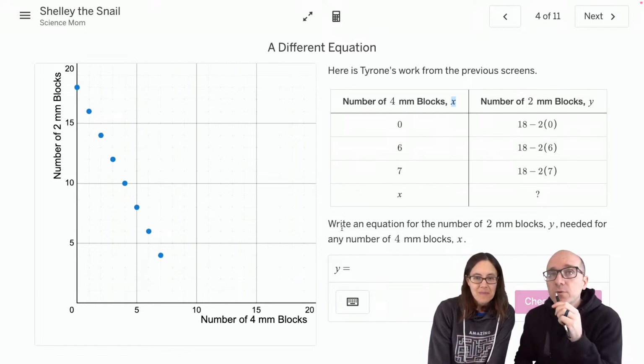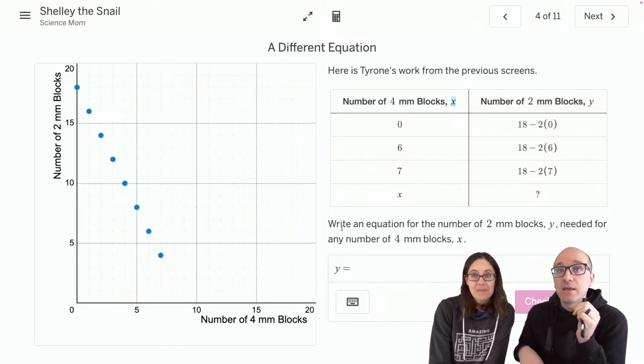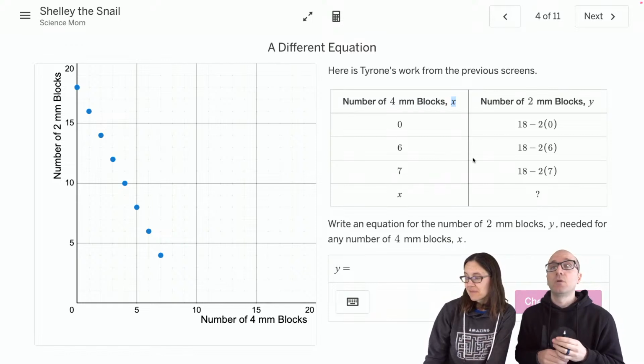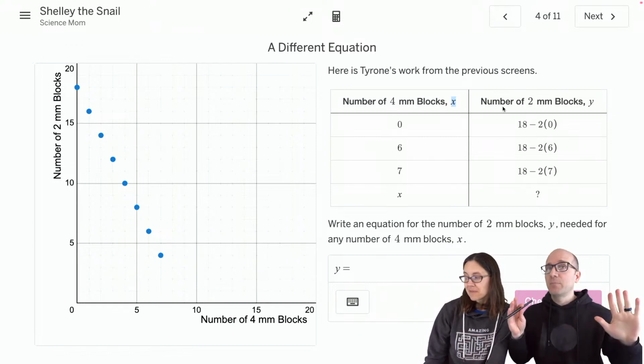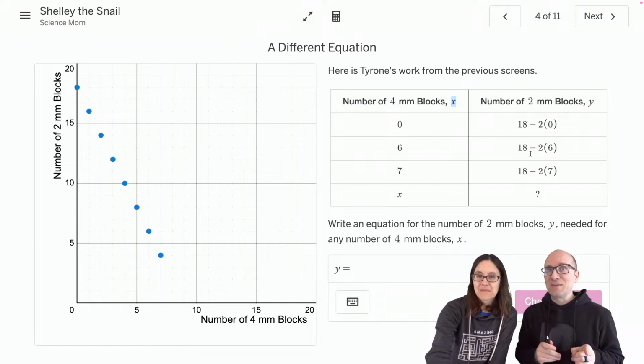And I want to give everyone a minute, and my hint is going to be to look at that table. The table will help you to discover the pattern. So I don't want to be any more specific than that, but everything you need is there.